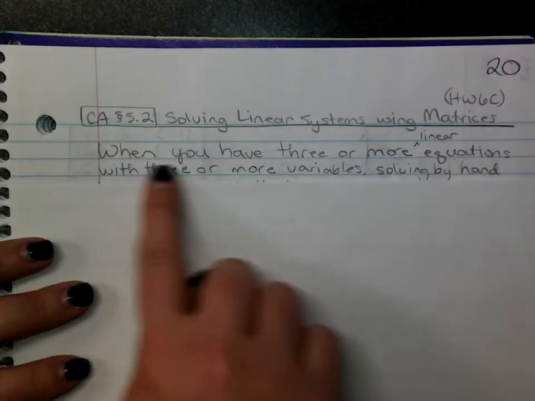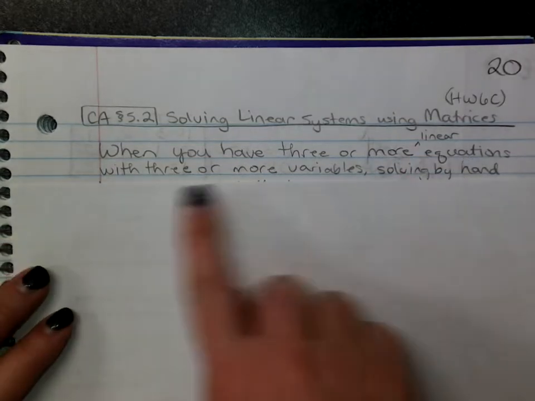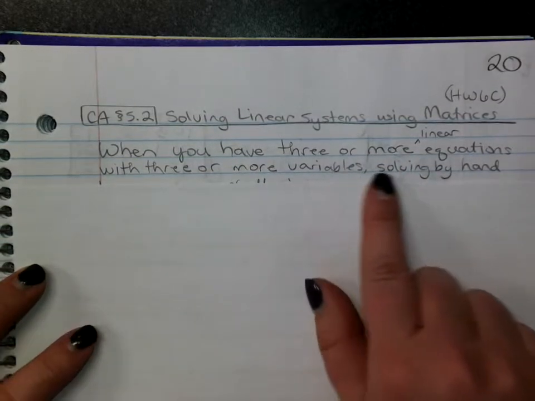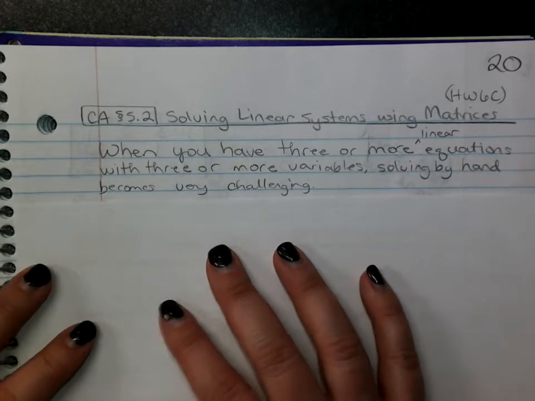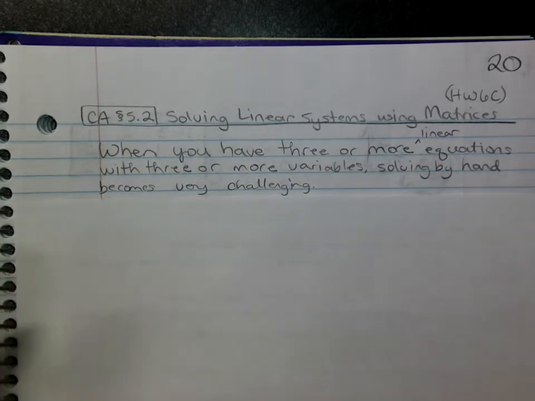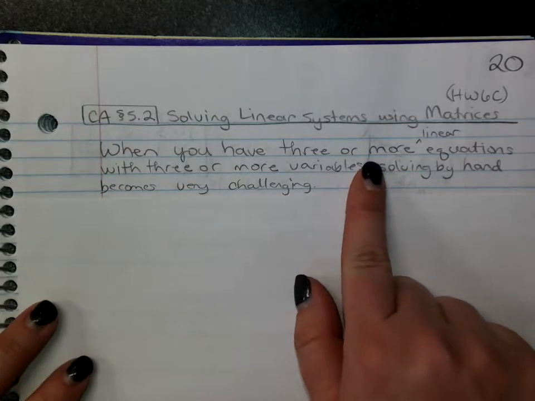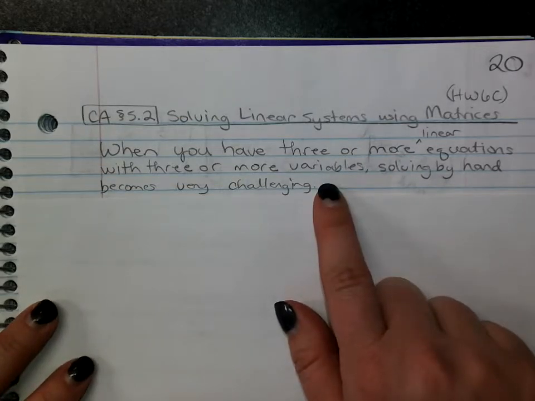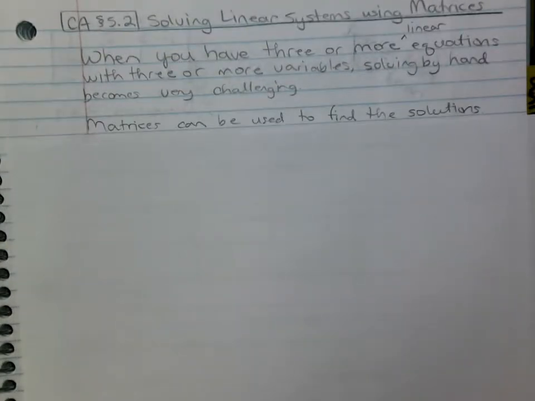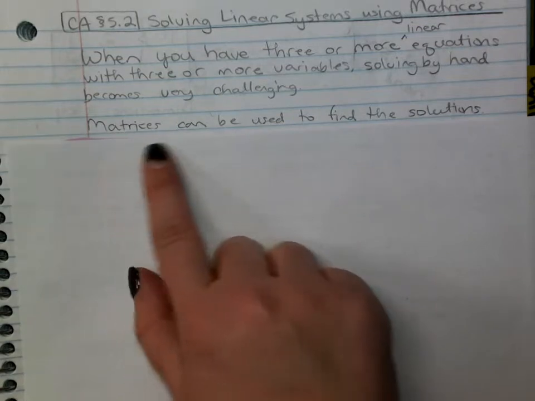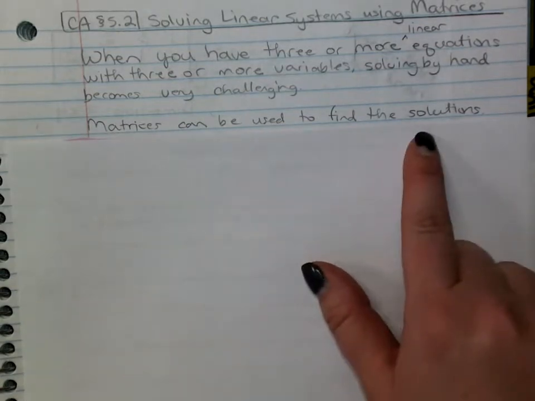So when you have 3 or more linear equations with 3 or more variables, solving by hand becomes very challenging. And so we've been working with 2 equations and 2 variables a lot, but we haven't seen 3 equations with 3 variables. But when you have 3 or more, it becomes very complicated to try to solve these by hand. So instead of trying to solve them by hand, we're going to use what are called matrices. So matrices can be used to find the solutions.